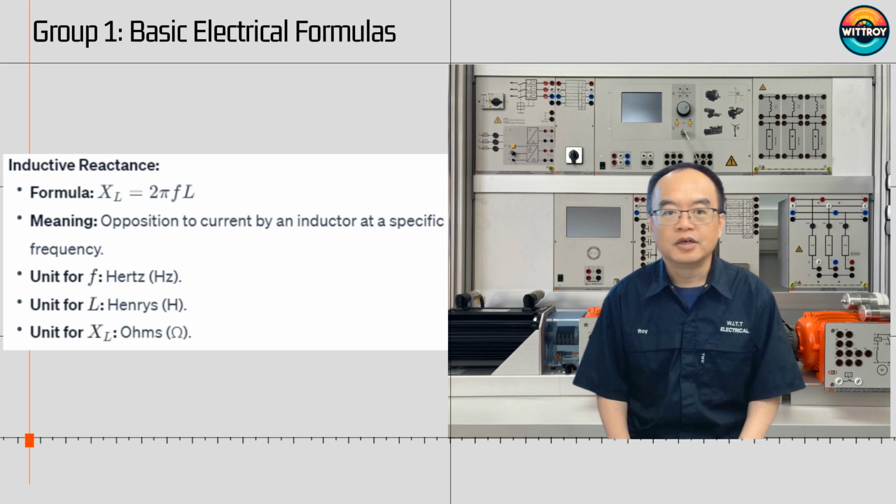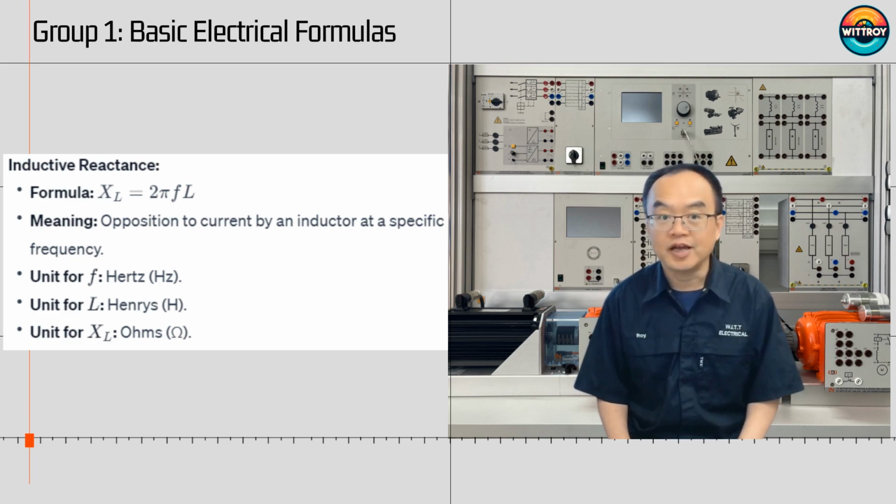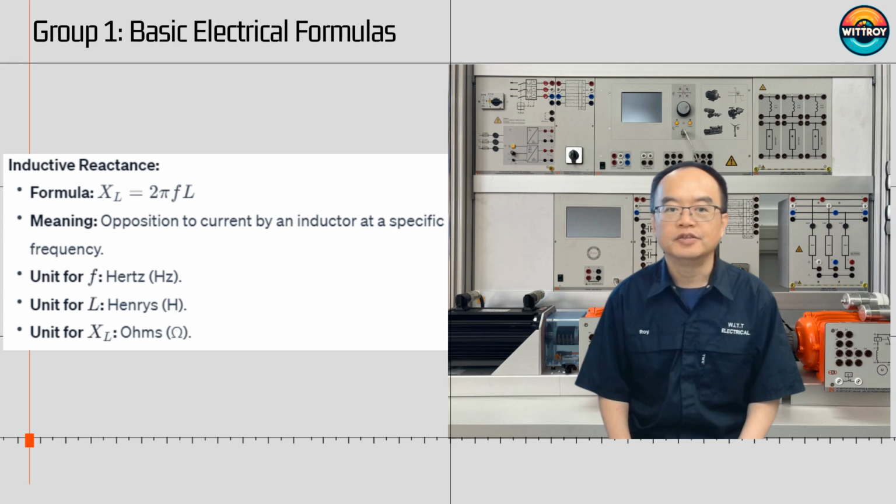L, inductance, the property of the inductor that causes it to oppose changes in current. The unit for inductance is henrys. XL, inductive reactance, the opposition that an inductor offers to AC. The unit for inductive reactance is ohms. This formula helps us understand how an inductor resists the flow of AC at different frequencies, which is crucial in designing and analyzing AC circuits.